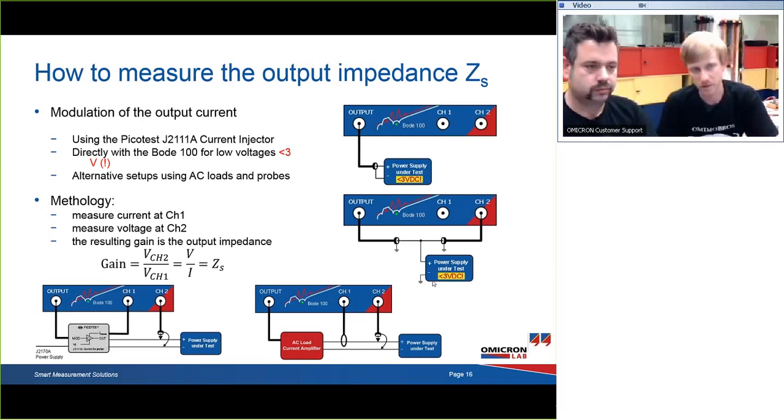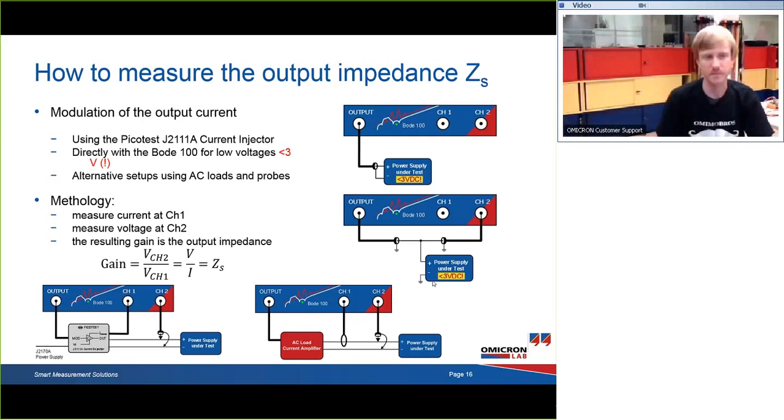Well, and the method we will show today is by using the Picotest current injector, the J2111A. One reason why we use this injector is because it makes all the measurements very simple. It has an included current monitor, which we connect to channel 1, and at channel 2 we connect the voltage probe to the output of the power supply. The current injector draws a small signal proportional to the output of the Bode 100, and as we sweep over the frequency range, we get the current over the frequency range. By dividing the voltage over the current, we get the impedance of the power supply.